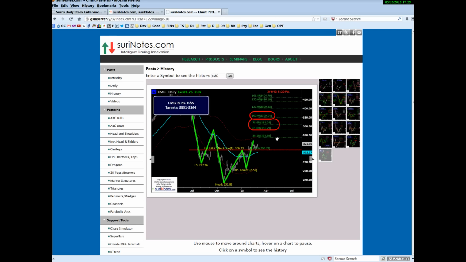Since March 4th, that was my target, and I've been saying this is where its targets are. 379 is the target range, and 351 and 364, when it was trading at 321, would be the first target zone. The next one is 379 for this inverse head and shoulder to complete. So that's how these sliders or the history actually work.